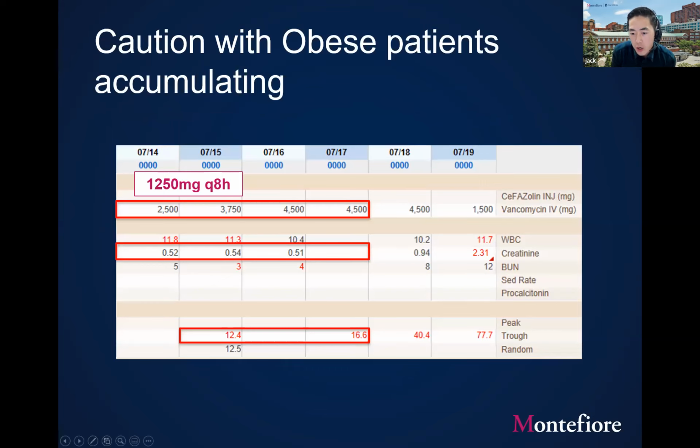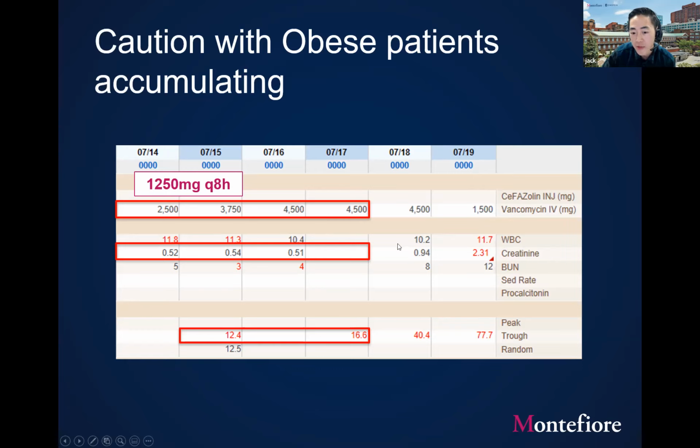So this is what I want to caution you guys about with obese patients. This is something I ran into, or we see a lot actually. This patient was getting vanc. It was an obese patient. They were getting 1250 Q8 to start. For a few days, the creatinine clearance is normal. The creatinine was normal. They check a level, it's 12, and they react off of this. They say, okay, let's target 15 to 20. So they increase the patient to 1500 Q8. So you can see the total daily dose is 4,500. They check a level and it's 16.6. So they say, okay, that's fine.